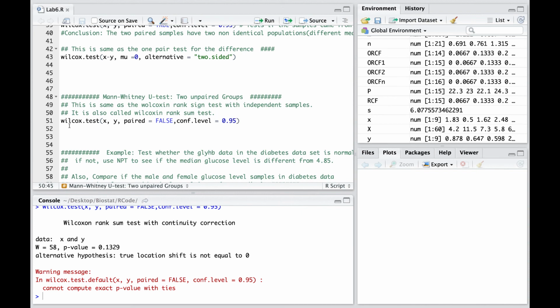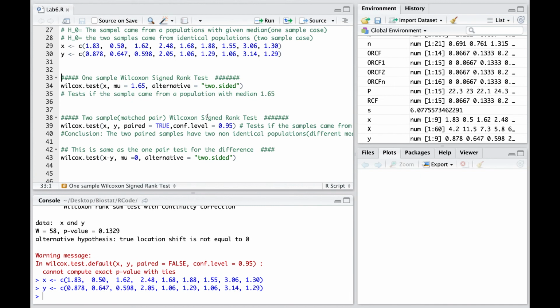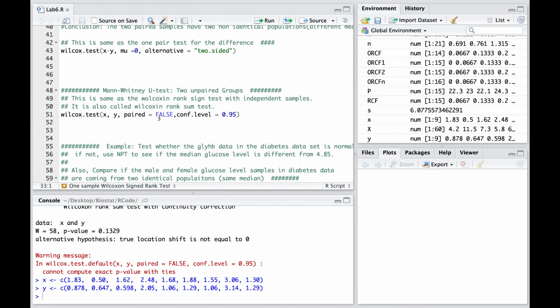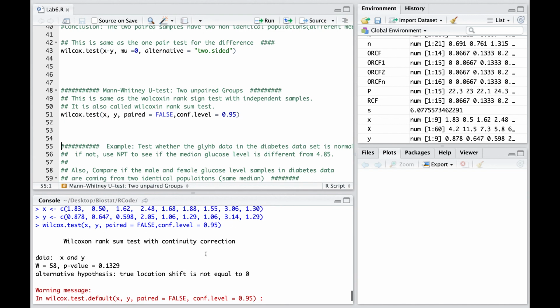So what is the code you use? Suppose there are two datasets X and Y. Let me run the X and Y datasets so that the computer can save them, and then go down and do the Mann-Whitney U test. So wilcox.test(X, Y, paired) — this is not a paired test, it is an unpaired test, that's why we set paired equals FALSE, and the confidence level is 0.95. If I run this, let's not worry about the warning message.